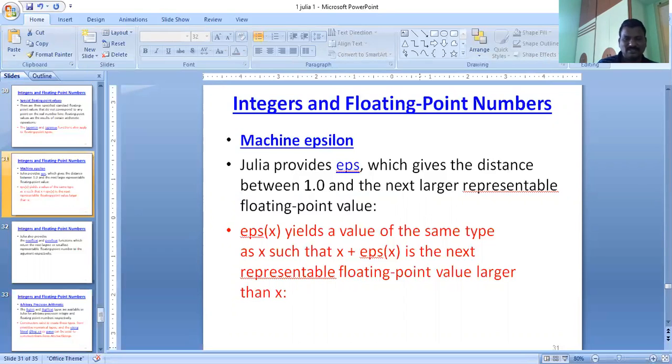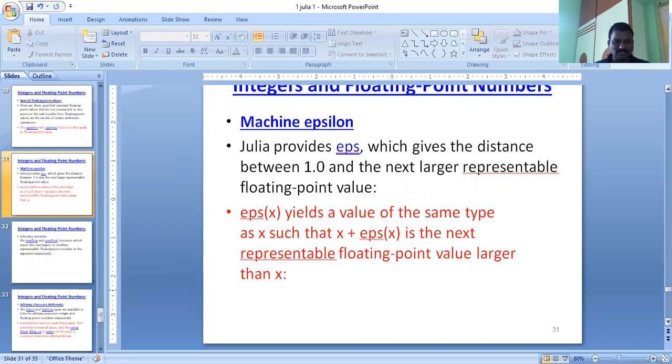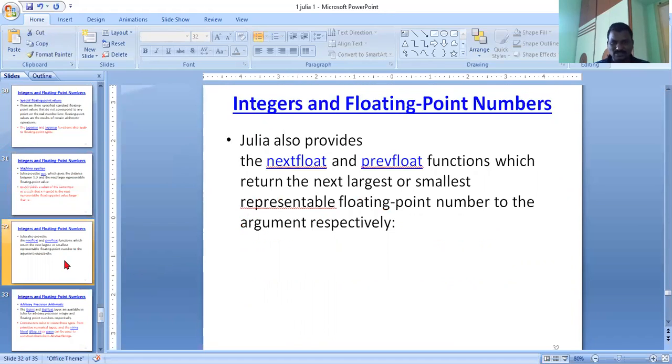Here, what is the next value here? I'm considering this value. In this way, you will identify the different numbers as well as the integer. Here, epsilon, this is an epsilon representation. And then another important one, epsilon yields a certain value here. That's called the machine epsilon.